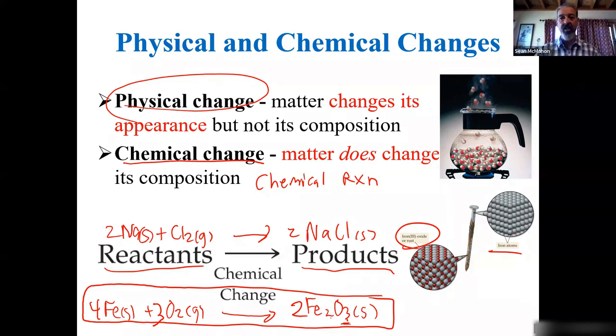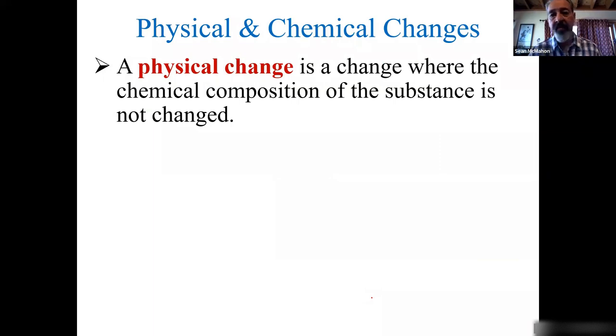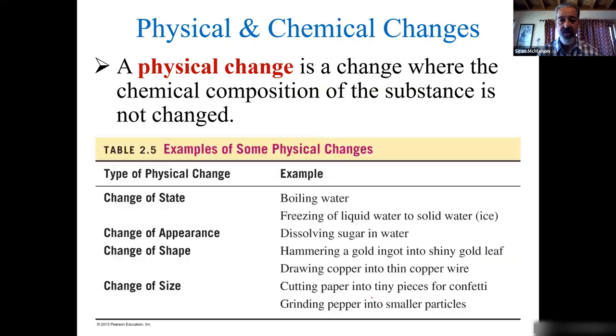We can change it and transform it, but we can't create it. That'd be pretty awesome, but we can't. So physical change is a change where the chemical composition of the substance is not changed. Here are some examples, right? So I might have a change of state. I'm changed, but it's still physical.